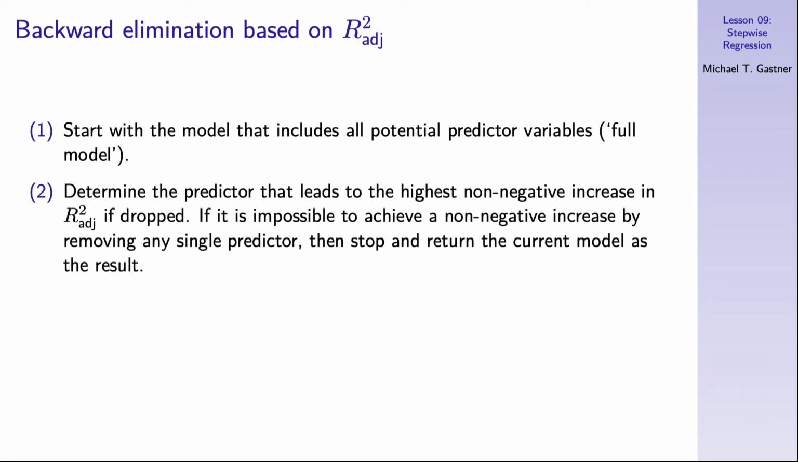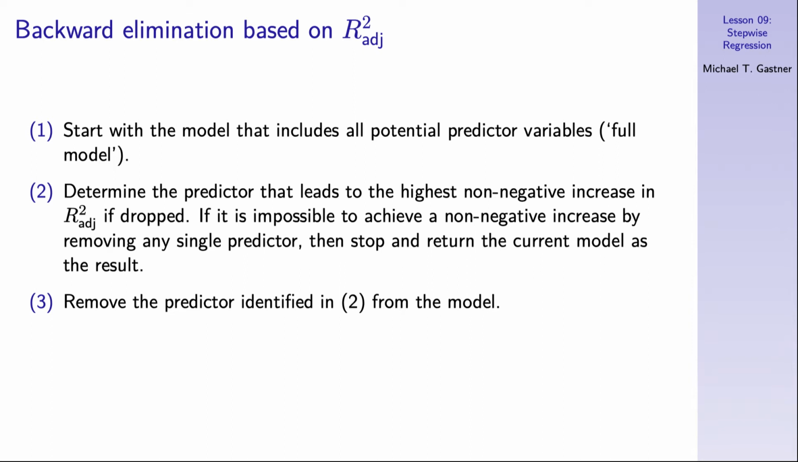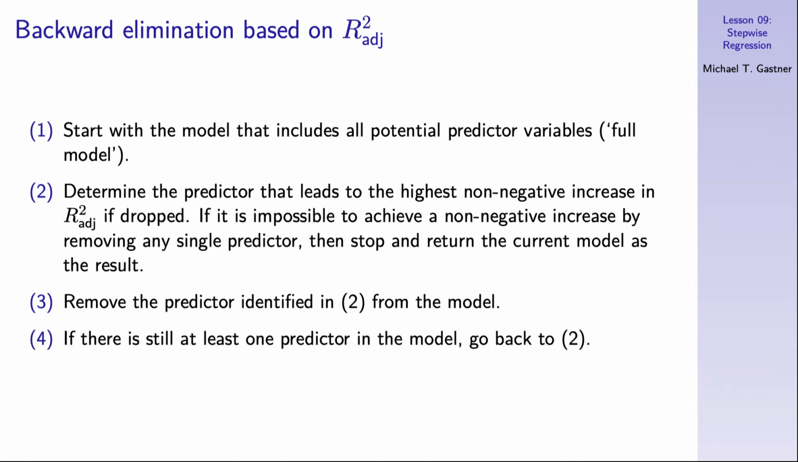Next, the algorithm determines the predictor that, if dropped from the model, leads to the highest non-negative increase in the adjusted R-squared. If it is impossible to achieve a non-negative increase by removing any single predictor, then the algorithm stops and returns the current model as the result. Then the predictor identified in step 2 is removed from the model. If there is still at least one predictor in the model, the algorithm goes back to step 2. Eventually, there will be either no predictor left, or no elimination of a single predictor yields a larger adjusted R-squared than the current model.